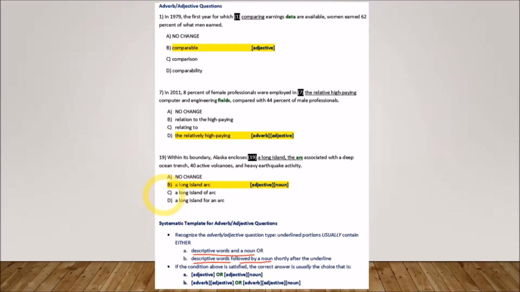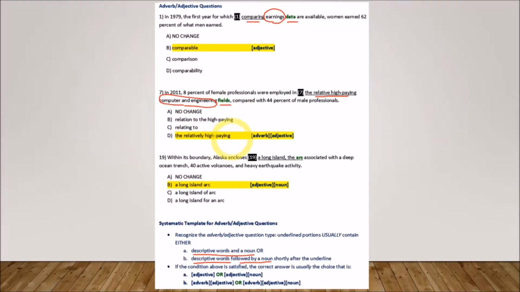For instance, in number 1, the adjective earnings is between the underlined word comparing and the noun that follows, data. And similarly, in number 7, the adjectives computer and engineering are between the underlined words relative high paying and the noun that follows shortly after, fields.